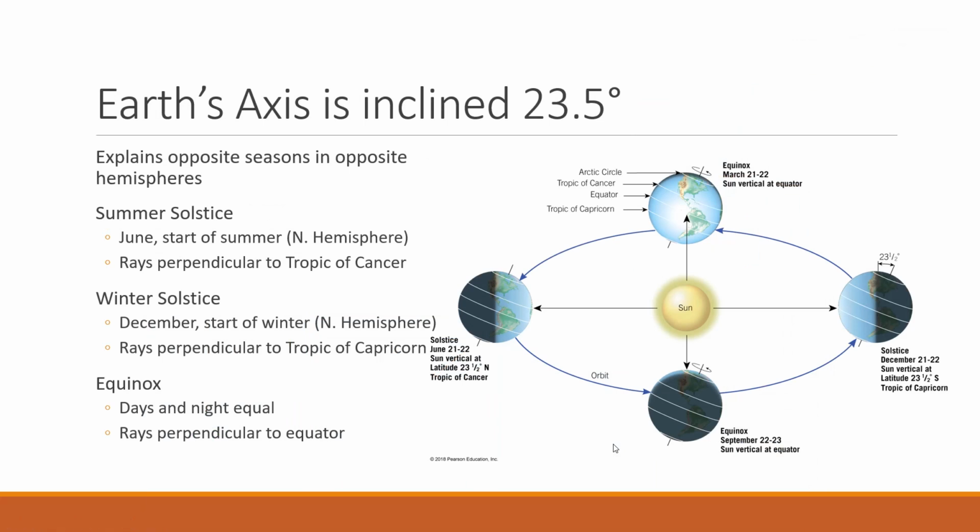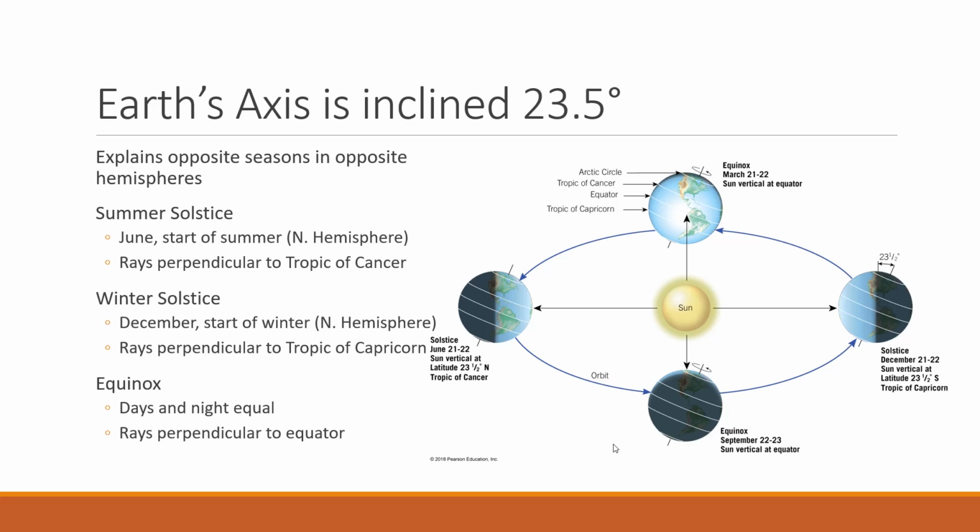So the Earth's axis is inclined 23.5 degrees, which is why those lines at 23.5 degrees north and south, the Tropic of Cancer and the Tropic of Capricorn, are so important. The other lines that are important are circles. The Arctic Circle and the Antarctic Circle are the places beyond which we can have periods of more than 24 hours of darkness. So this tilt explains why we have opposite seasons in the opposite hemispheres.